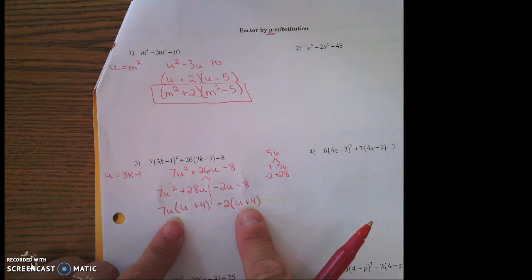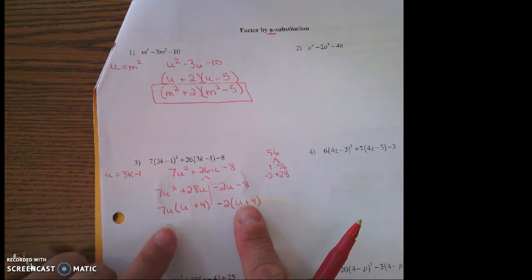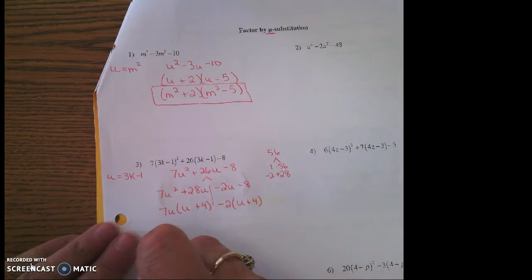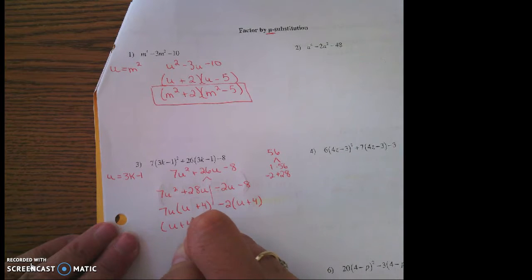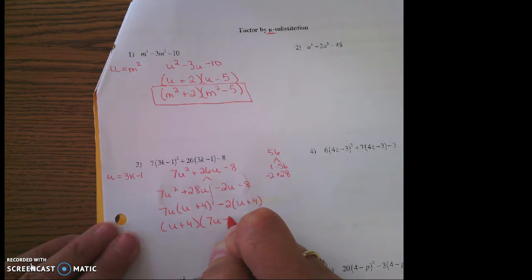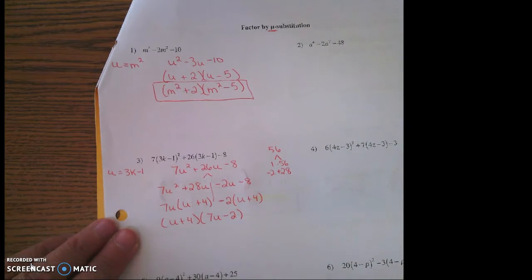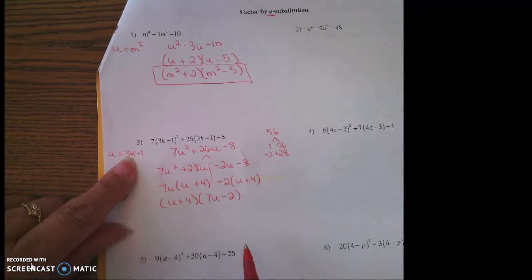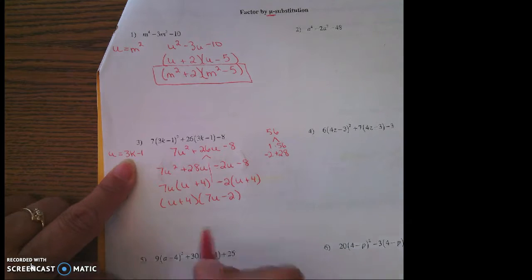All right, again, this is still a binomial. Here's my subtraction sign, 2 terms. There's a greatest common factor of u plus 4, and then I have the 7u minus 2 left over. So we're done factoring, but now we have to substitute this back in.